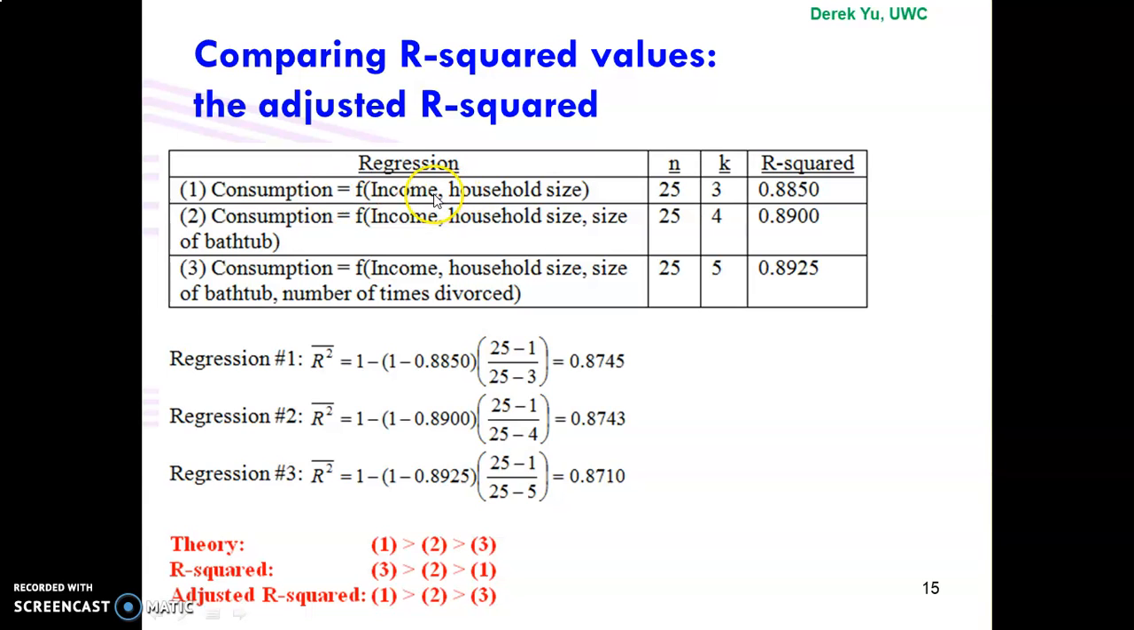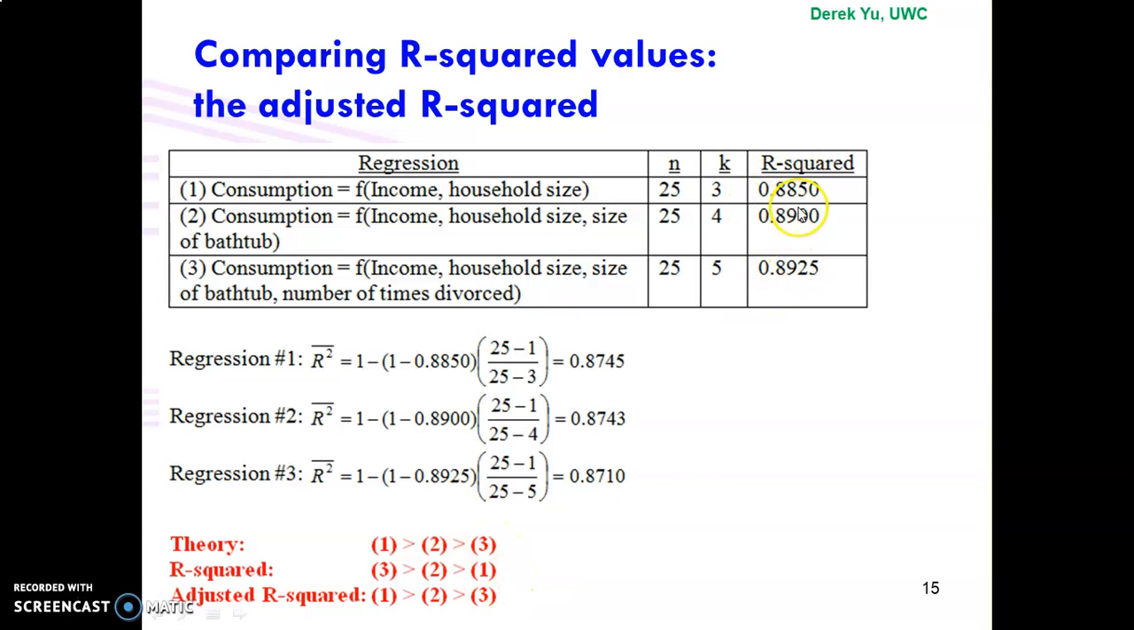First regression, consumption explained by income and household size. It makes sense. Second regression, I think it commits overfitting because it includes an irrelevant explanatory variable, size of the bathtub. And then the third regression, theoretically speaking, is the worst one because size of the bathtub and number of times the person got the voice should both be irrelevant, actually. So theoretically speaking, regression 1 is the best one, followed by regression 2, and finally regression 3.